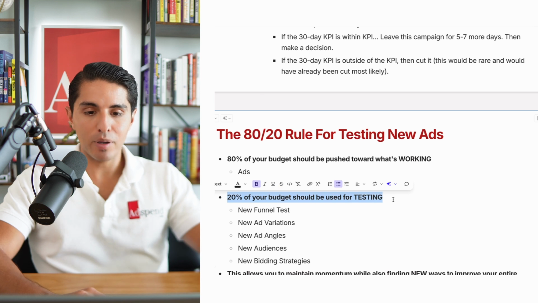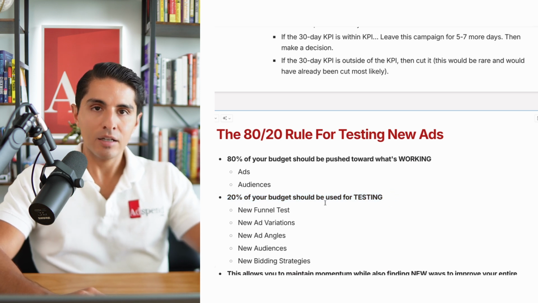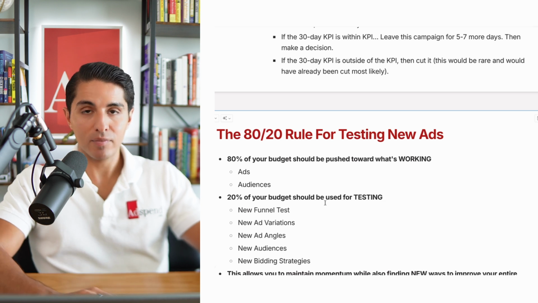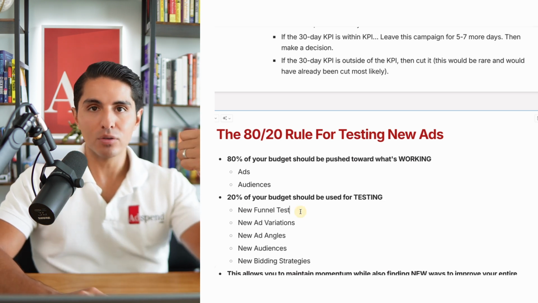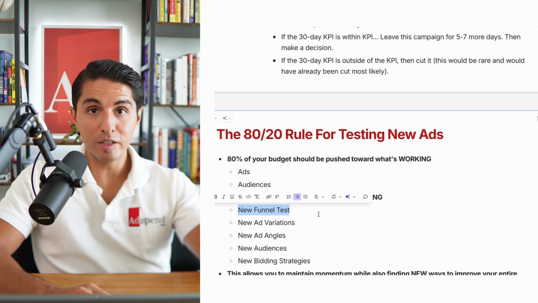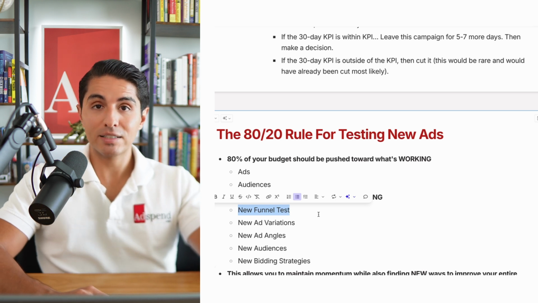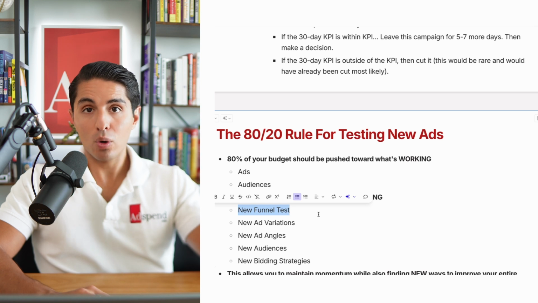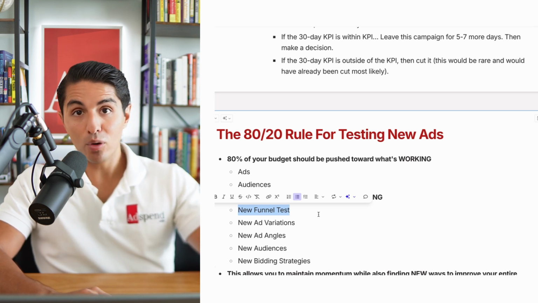Now, 20% of your budget should be used for testing, okay? You should always have 20% at minimum used for testing. Testing what? Testing new funnels. Maybe you want to split test something with your VSL book a call funnel. Maybe you want to split test getting rid of the opt-in, going straight to the application in VSL, right? Or just going straight to the booking page. Maybe you just want to test a different funnel completely.